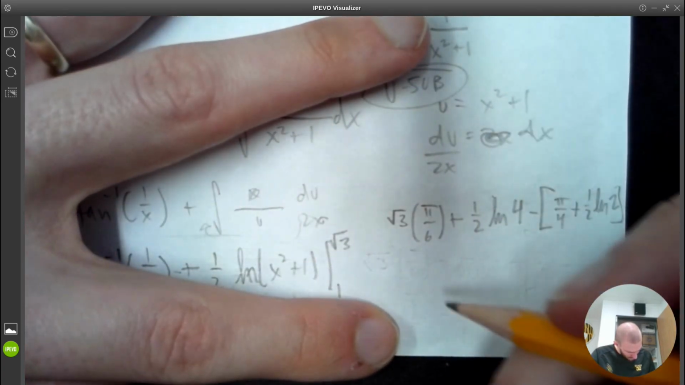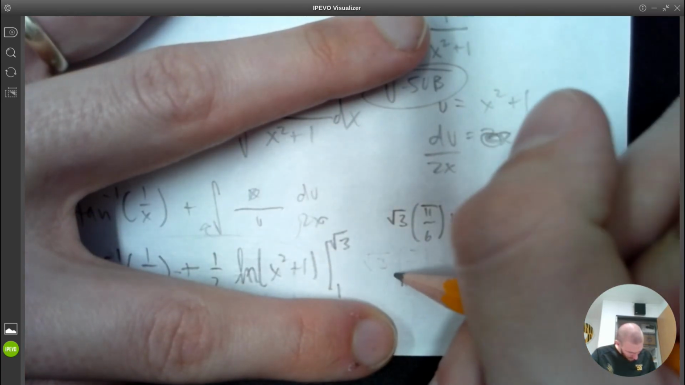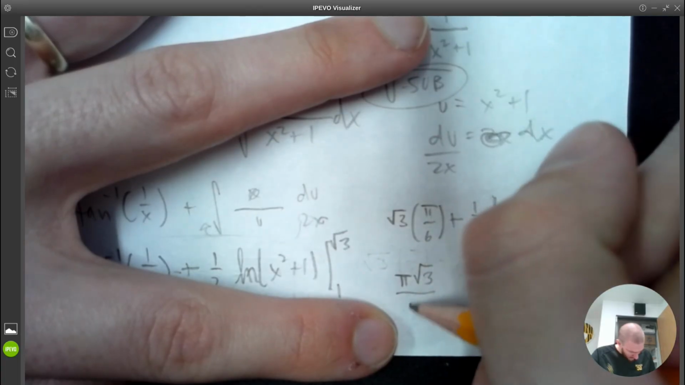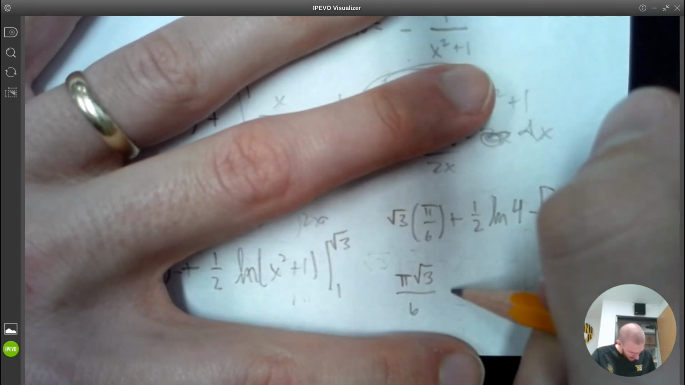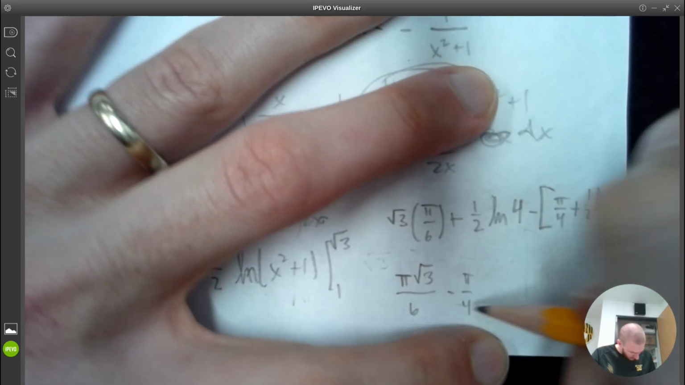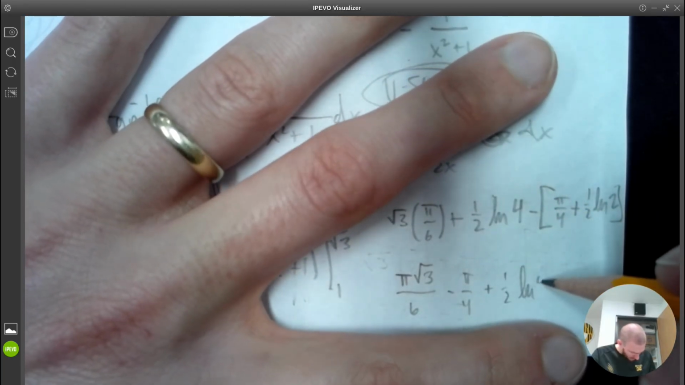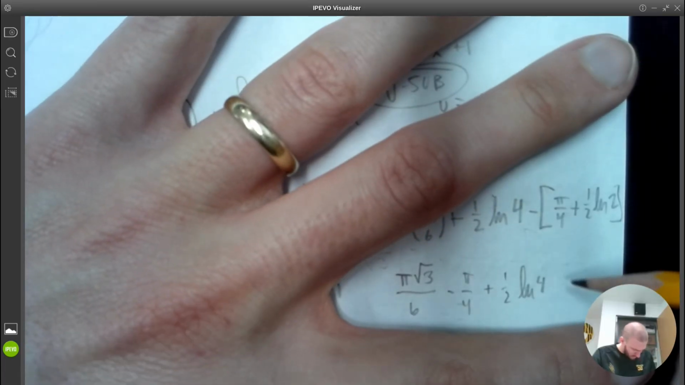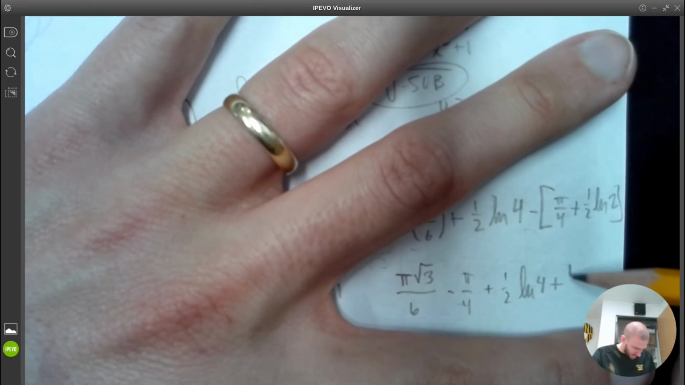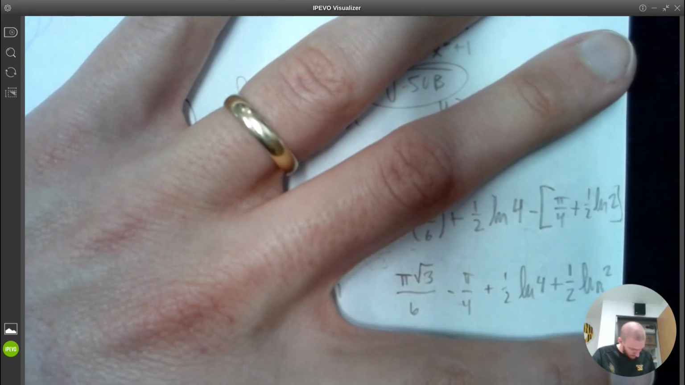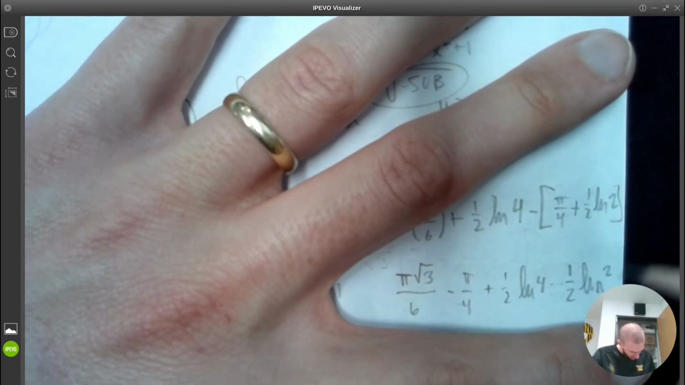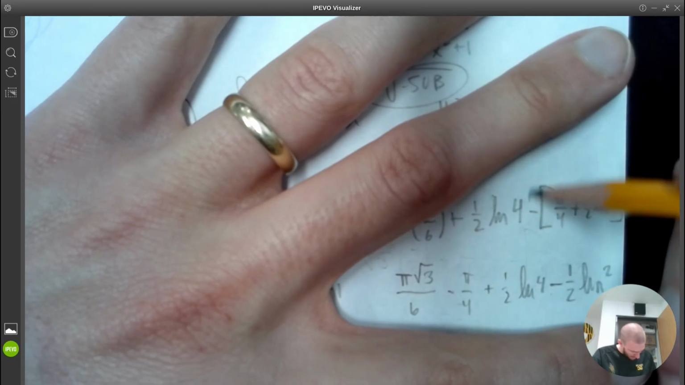Well, we got the geometry kids breaking down the door. Pi square root 3 over 6 minus pi over 4, 1/2 natural log of 4. Ooh, we could even combine these natural logs if we were really gamers. Nope. Minus.